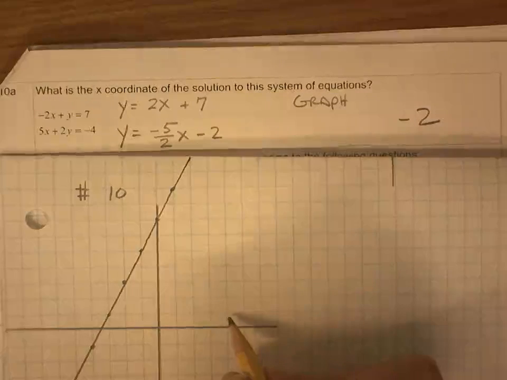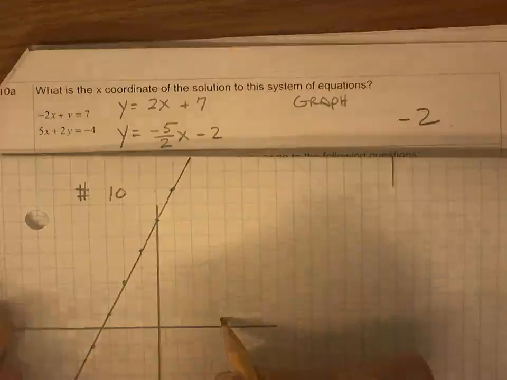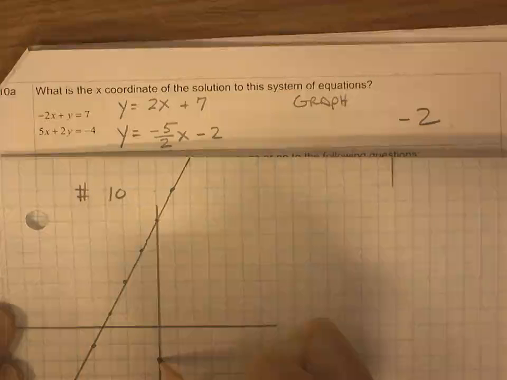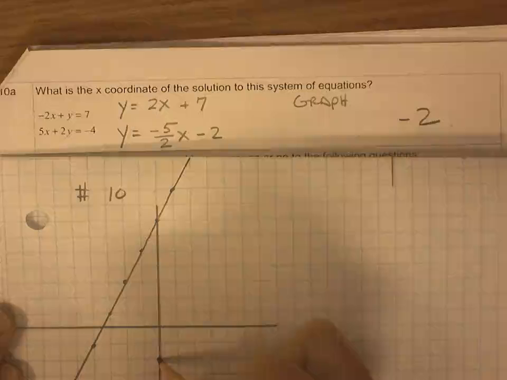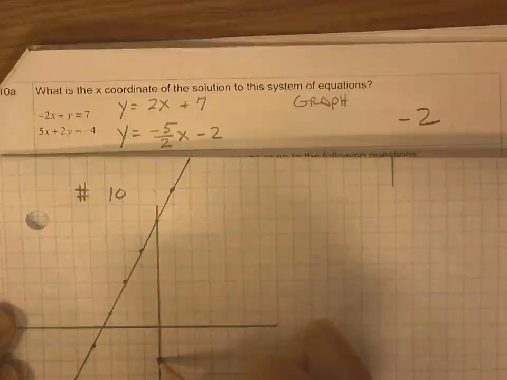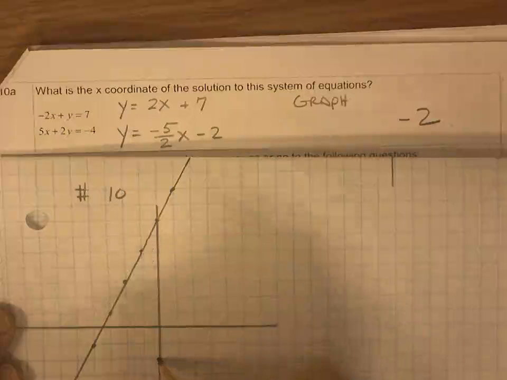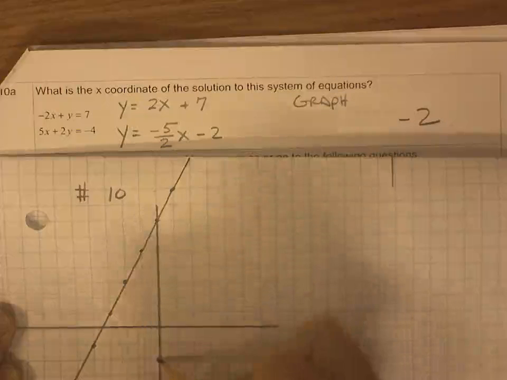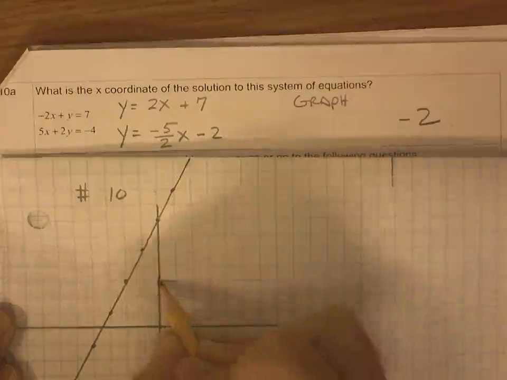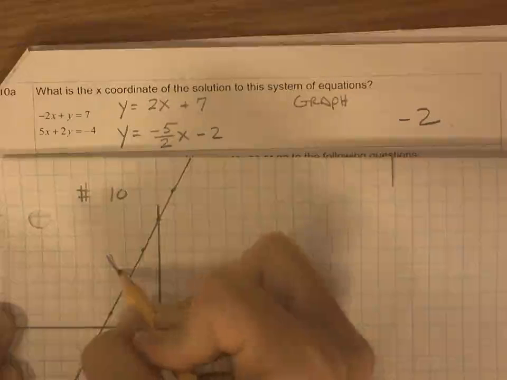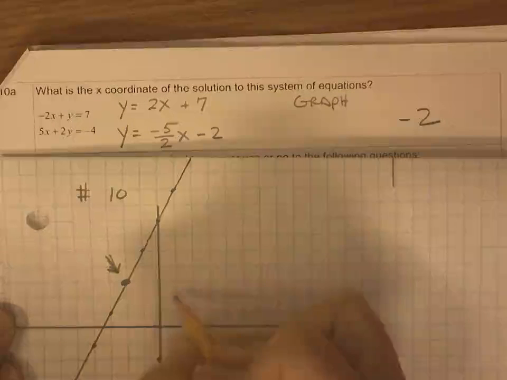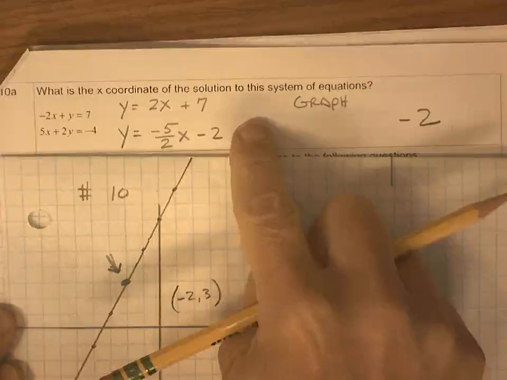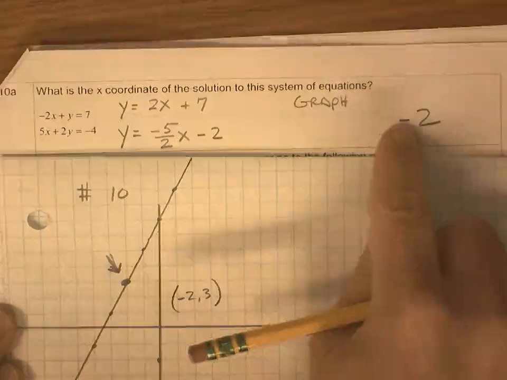This is barely going to fit. The other one starts at -2 and goes down 5 over 2. 1, 2, 3, 4, 5 over 2. 1, 2, 3, 4, 5 over 2. Okay, there it is. That's the point where it all comes together. And where's that at? -2, 3. And it's just asking for the x coordinate. So the answer is just -2.